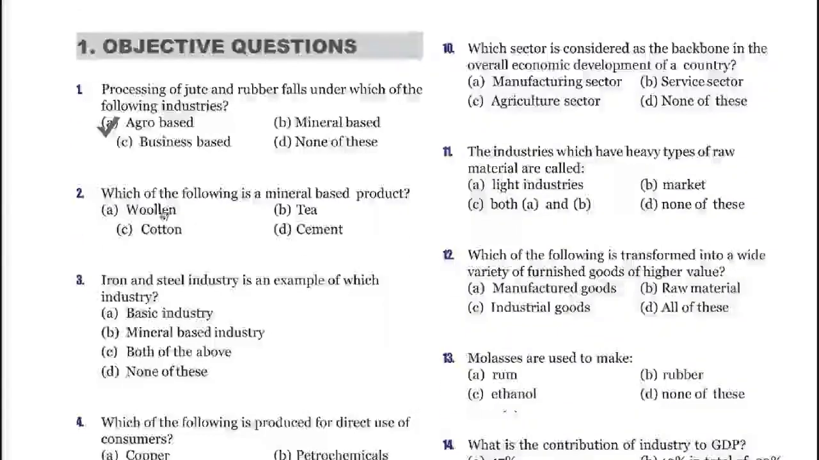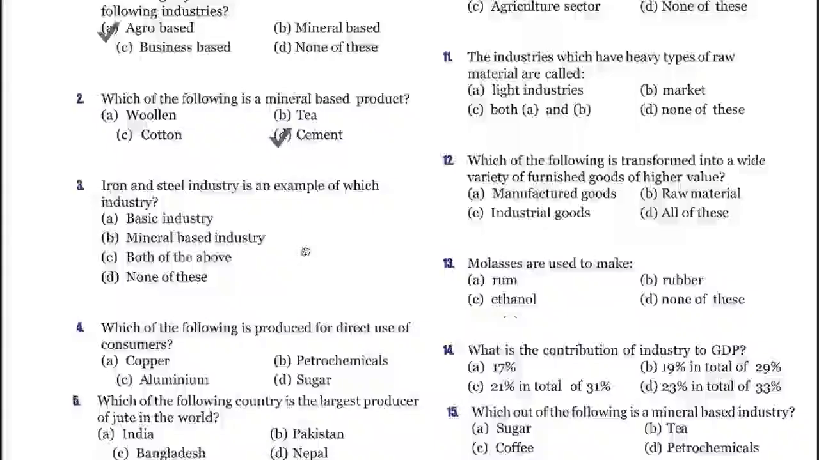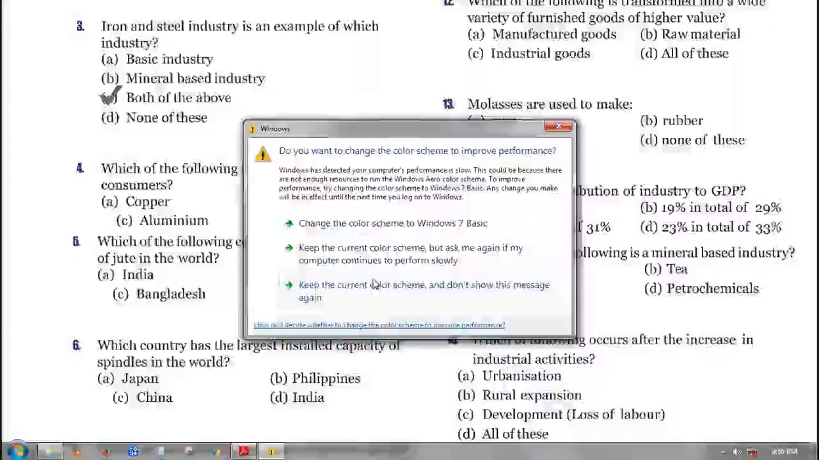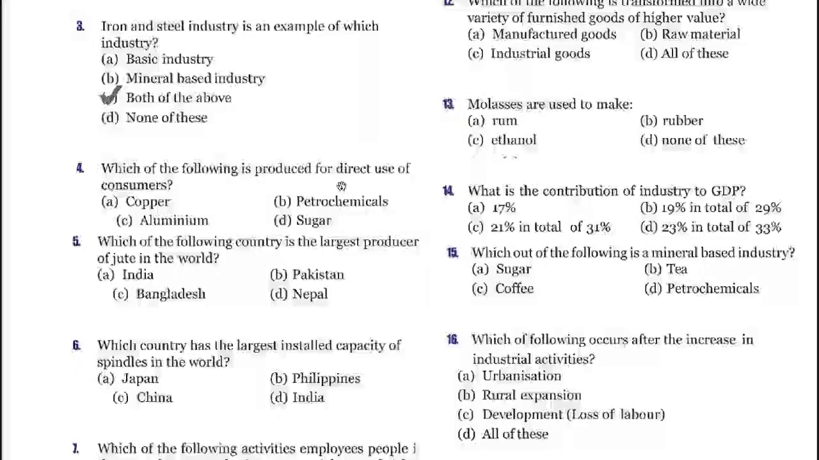Now question 2, which of the following is a mineral based product? The options are woolen, tea, cotton, and cement, and its answer is option D, cement. Now question 3, India and steel industry is an example of which industry? Basic industry, mineral based industry, both of the above, and none of these, and its correct answer is both of the above.